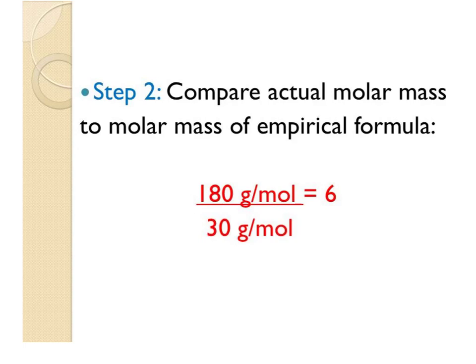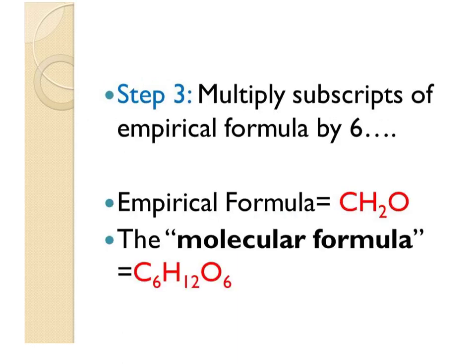Okay, our next step is that we will compare the actual molar mass which we were given, which was 180, to the mass of the empirical formula, which is about 30. We divide those two, and it comes out to about 6. Our next step is we multiply all of the subscripts in the empirical formula by 6. So if our empirical formula was CH2O, C times 6 will be C6, H2 times 6 will be H12, and then O times 6 will be O6.